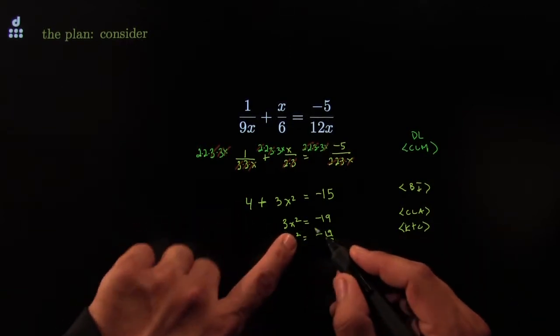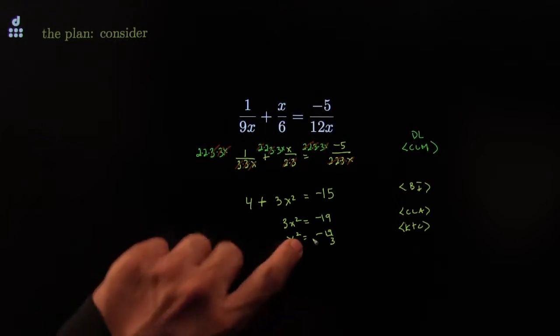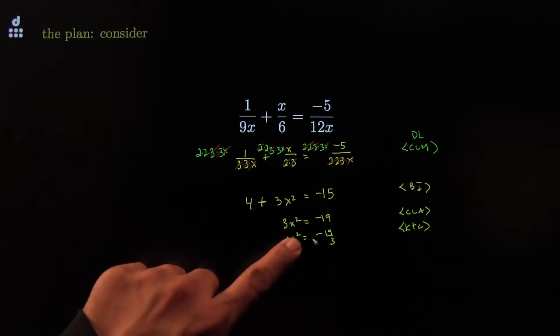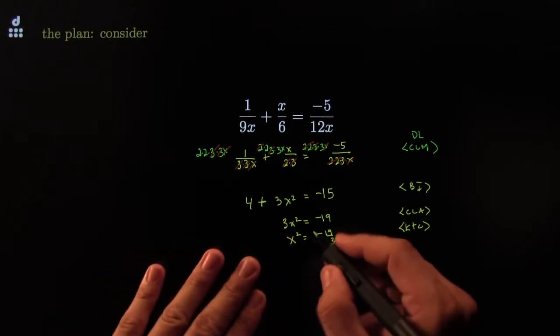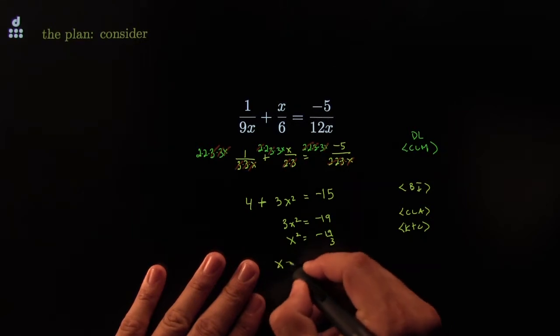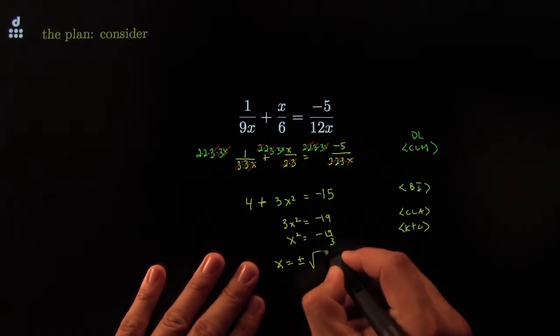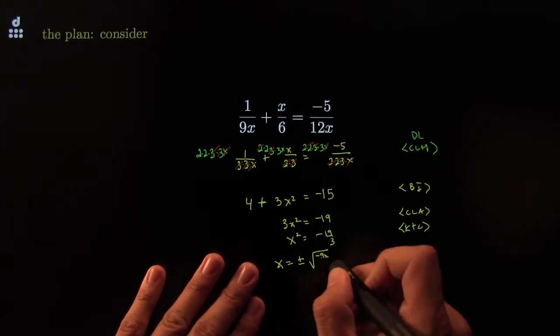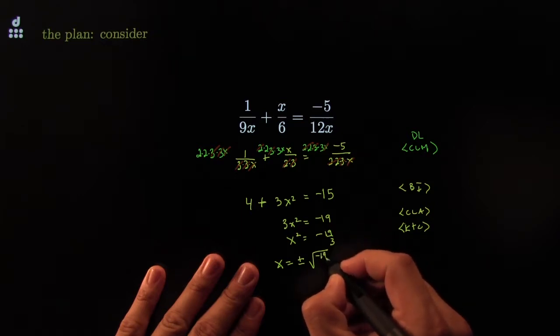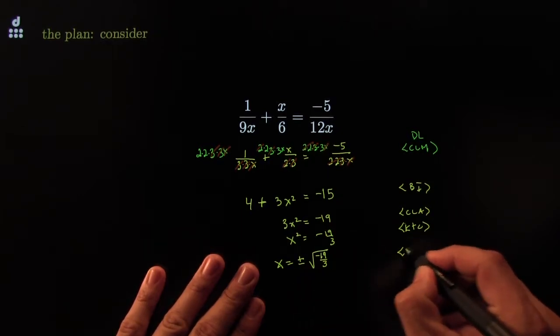Now I have this square here, and now I think, well, I wish I had good ways of getting rid of that square. And you think, well, wait a minute, we do. We have the perfect medicine for that. It's called the square root property. Plus or minus the square root of negative 19 over 3. Square root property.